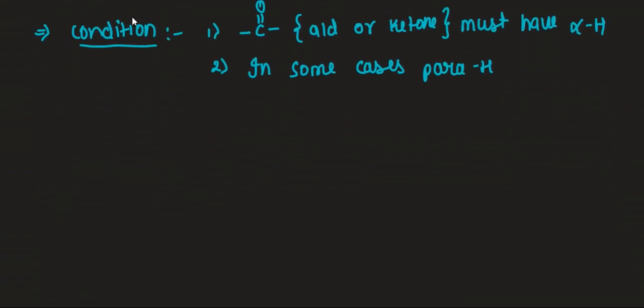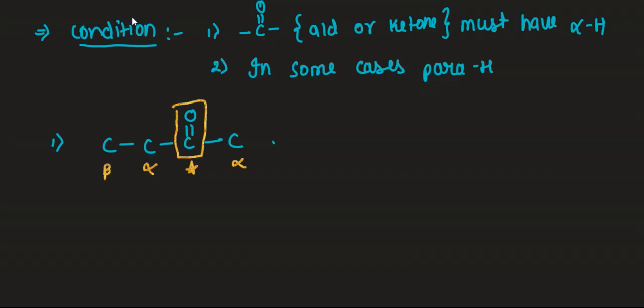Let us take the first example. I'm going to take carbon, carbon, C double bond O, C. First, let me explain the meaning of alpha hydrogen. This is our main functional group. The exactly next position is alpha, here also exactly next position alpha. After the alpha, the next position we call beta. I didn't write hydrogen here, but that doesn't mean there are no hydrogens.